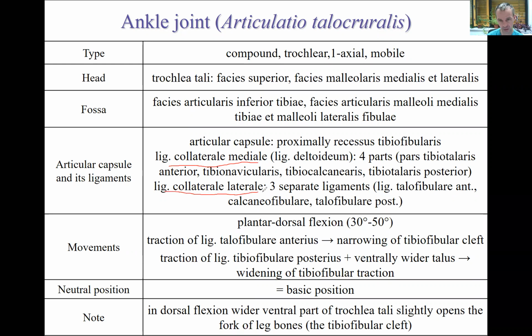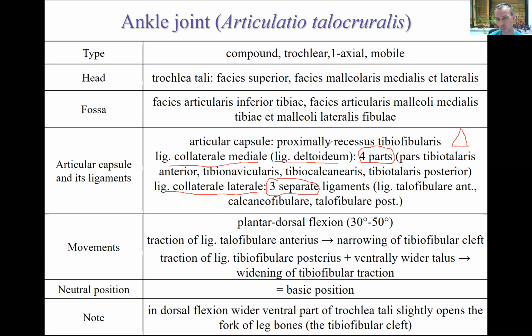It is not so easy. The lateral collateral ligament consists of 3 separate ligaments. The medial one consists of 4 unseparate parts. Yeah? And it is sometimes called deltoid ligament in clinics, as it looks like the uppercase Greek letter delta. I will show you the ligaments in a minute.